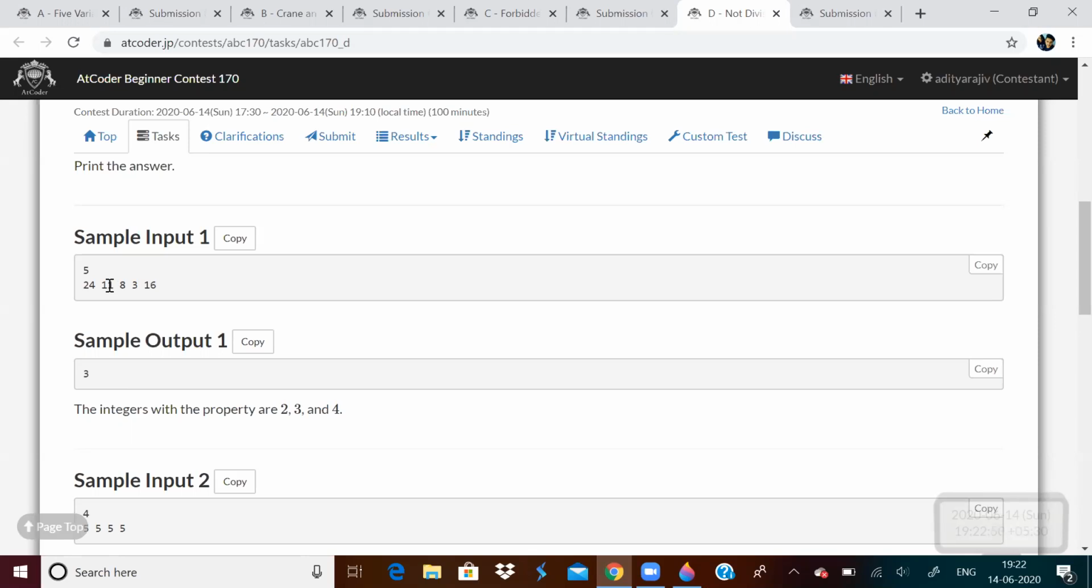11 is a prime number. So there is no number apart from 11 that will divide 11, and obviously 1, which is not present here. So we need to take 11 also.